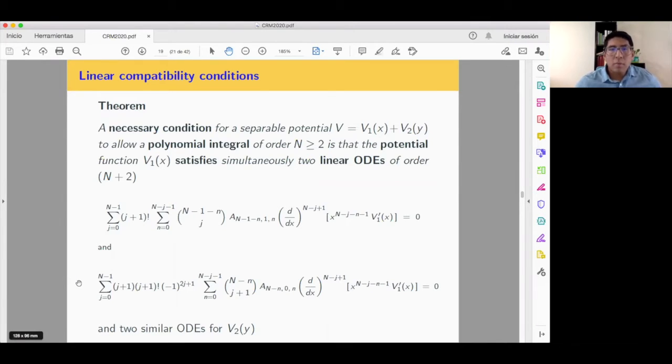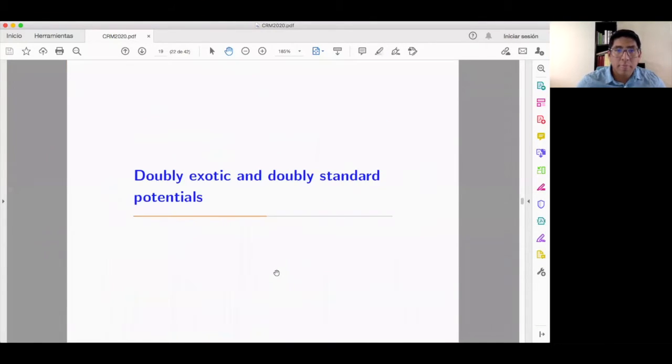A similar equation can be written for the y part of the potential, so V2, and they have a symmetric form. They depend on these parameters, this capital A, which I mentioned before.